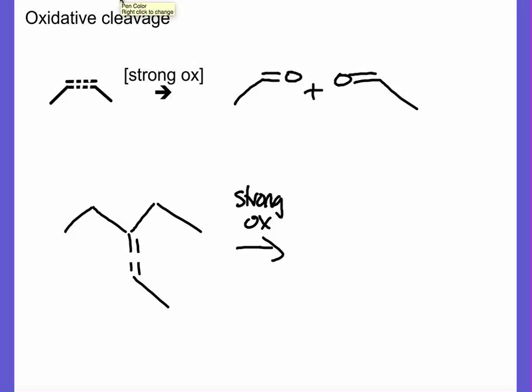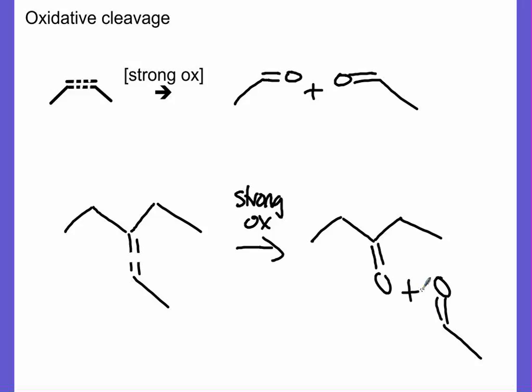I'll take one of those pieces, that top part, and I'm going to have a double bond to oxygen where that original double bond was. And then that other piece also has a double bond to oxygen, but they're separate from each other now. You got 2 different products there.